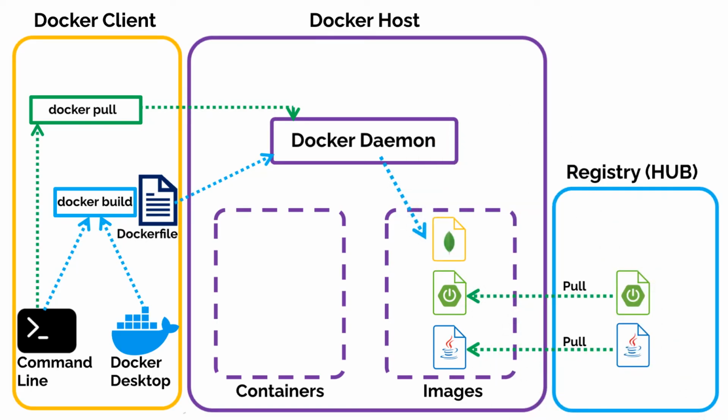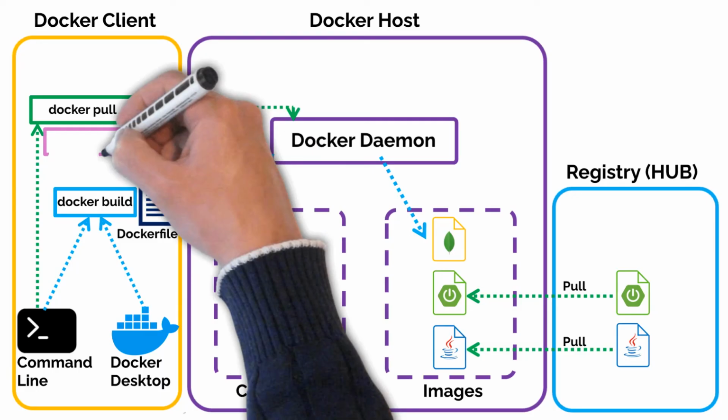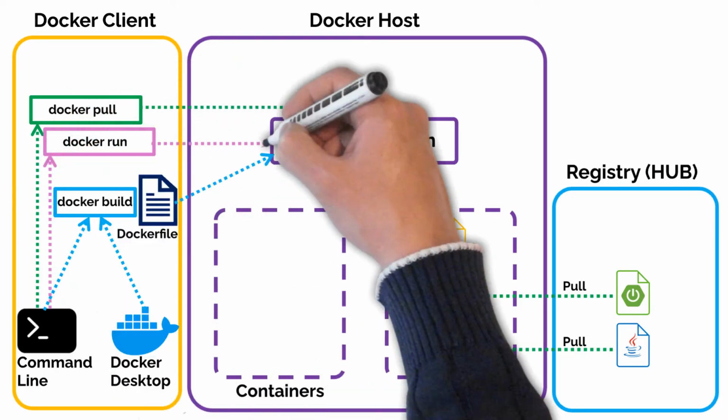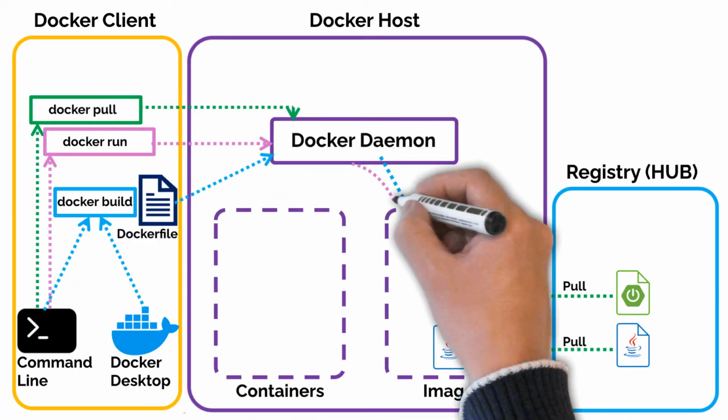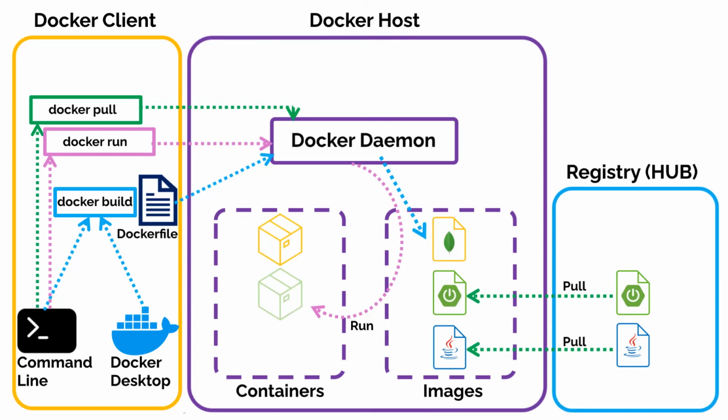Once we have our images on the Docker host, we can use the docker run command to start a container. The Docker daemon will take the selected image and create a running instance of it. The difference between an image and a container is that images are read-only, whilst containers add a read-write layer, allowing applications to run and store temporary data. Once these containers are running, we can manage them in different ways by starting, stopping, and restarting them as needed.